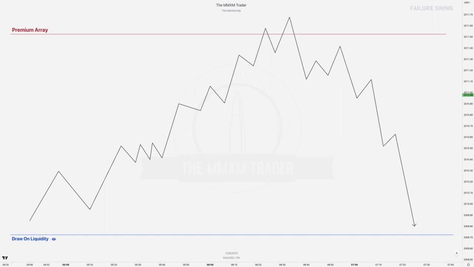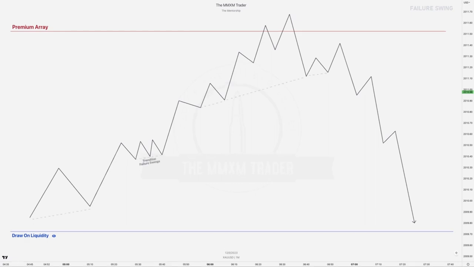So over here we got the inverse, right? This is a market maker sell model. So we've got our premium array up here and our draw on liquidity again down here. Now, what do we want to focus on, right? We want to focus on that low resistance liquidity. And where is that forming? Again, those failure swings, right?